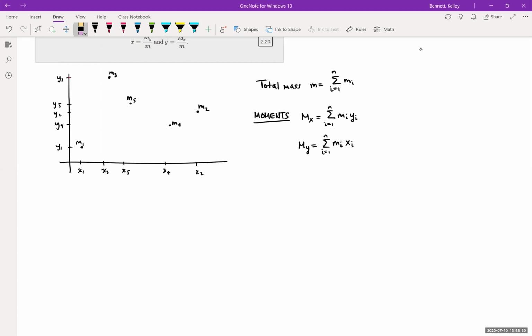And then we want to define the center of mass for this system. Again, a discrete system. We're going to go into a continuous system after this. So the center of mass, we just define it as x bar, which is the x coordinate for the center of mass, it's just m_y over m, and y bar is m_x over m.